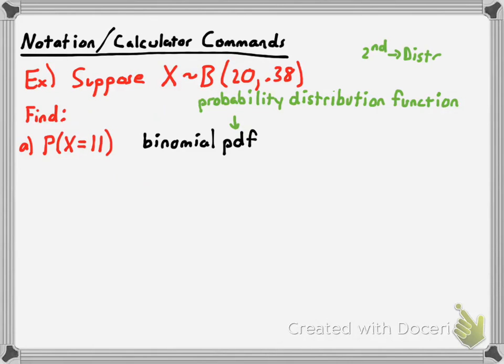If you go to 2nd DISTR and then look for binomialpdf, just scroll down that first column. It's choice A on my calculator. Then it'll bring up the binomialpdf, probability distribution function. Now, there's a certain way that you have to format the input for binomialpdf. Actually, you have a couple options, but for what I'm going to want you to do, you're expected to enter 3 arguments.